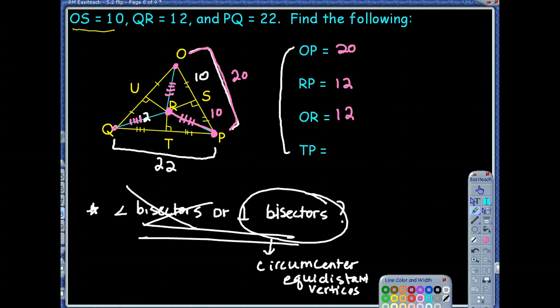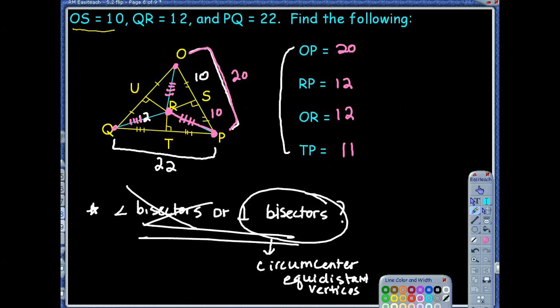And TP. Okay, I don't know enough information just by looking at what I've got there. Let me see. I know that TP... Oh, wait. TP is marked with a congruence. I was looking at the wrong segment. So I know that QT and TP are both going to be the same measure, and together they're 22, so that's 11. Perfect.